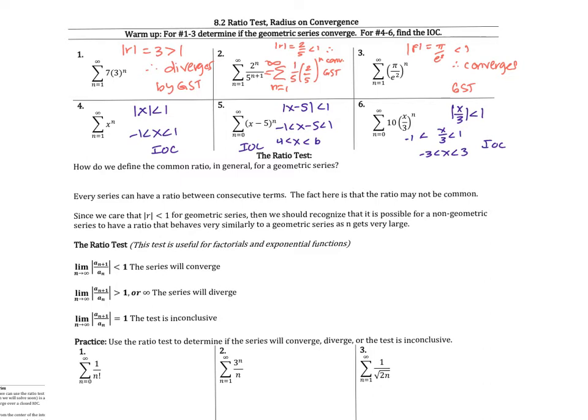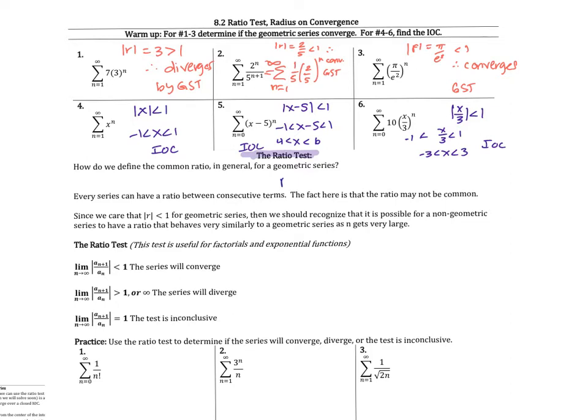But the reason we want to talk about geometric series is because that's going to lead us into our next test. And our next test is called the ratio test. It makes sense to talk about geometric series when we're talking about the ratio test because the geometric series is defined by a ratio. And in general, how do we identify that ratio?